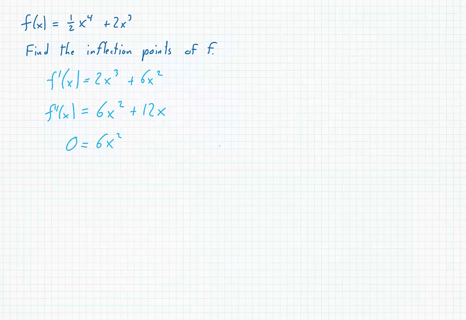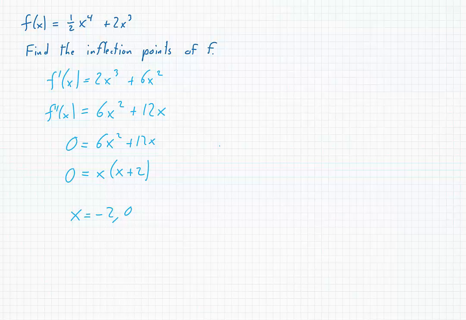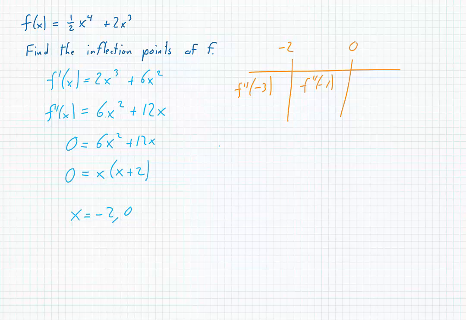We can consider 0 is equal to 6x squared plus 12x. If we divide both sides by 6 and then factor out the x, we can write that as 0 is equal to x times x plus 2. And we see that we will get zeros when x is negative 2 or 0. We'll use those values to create a sign chart. Negative 2 and 0. We'll test the second derivative in each of the intervals.